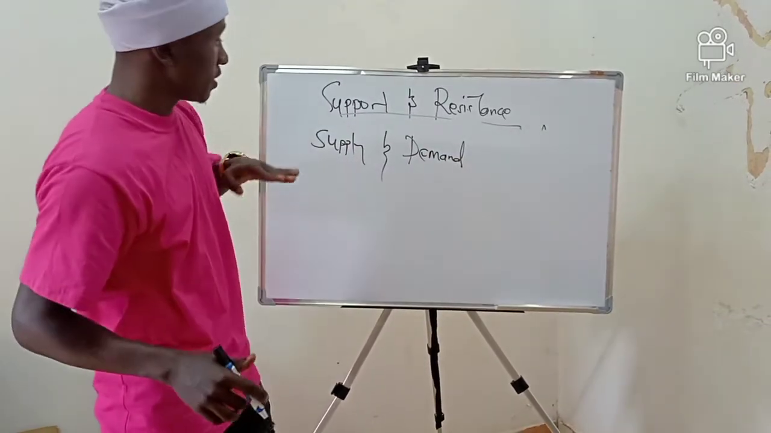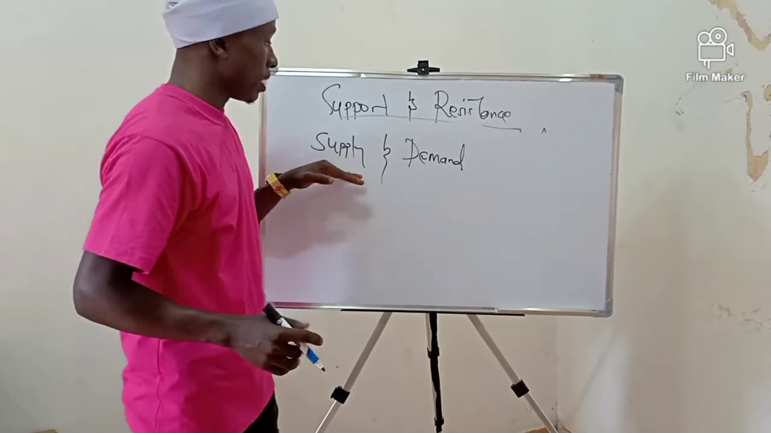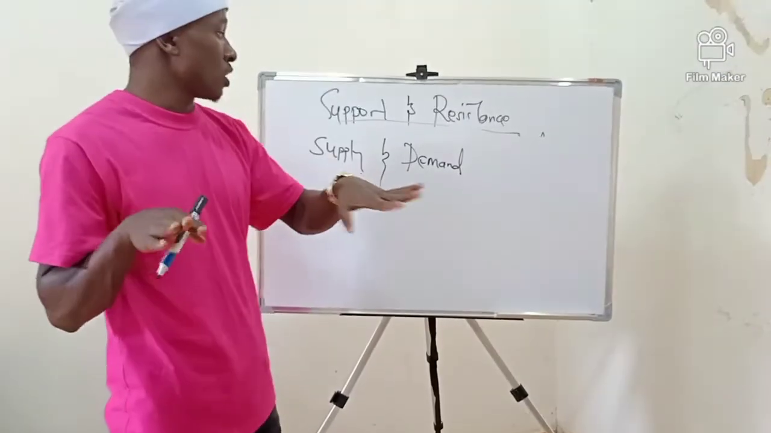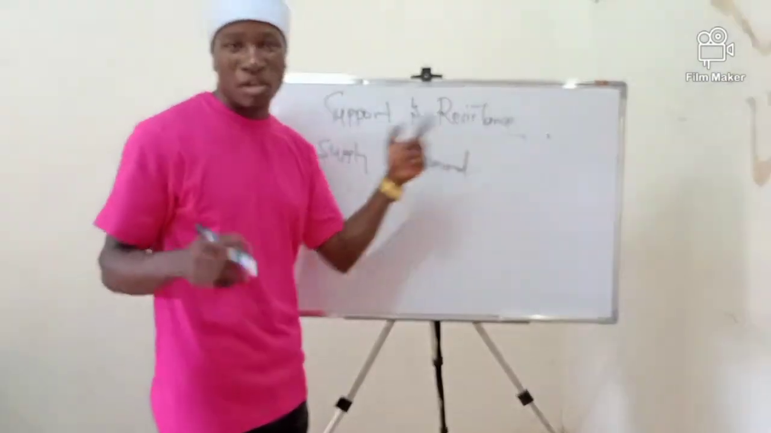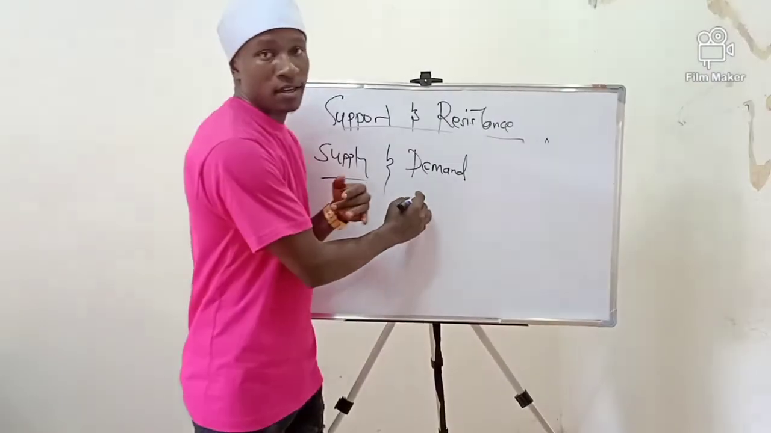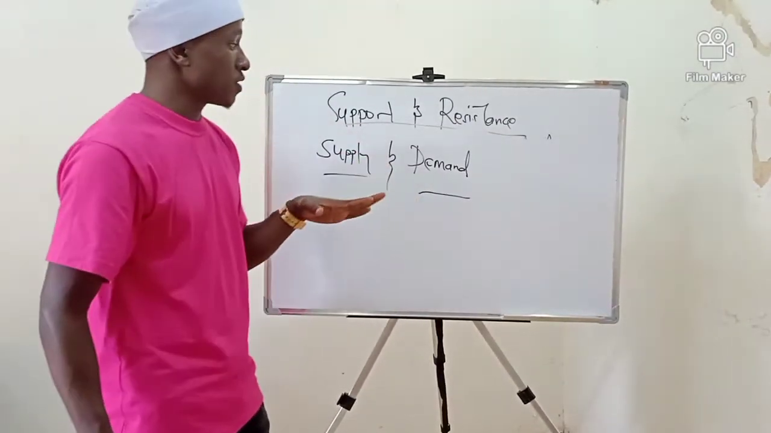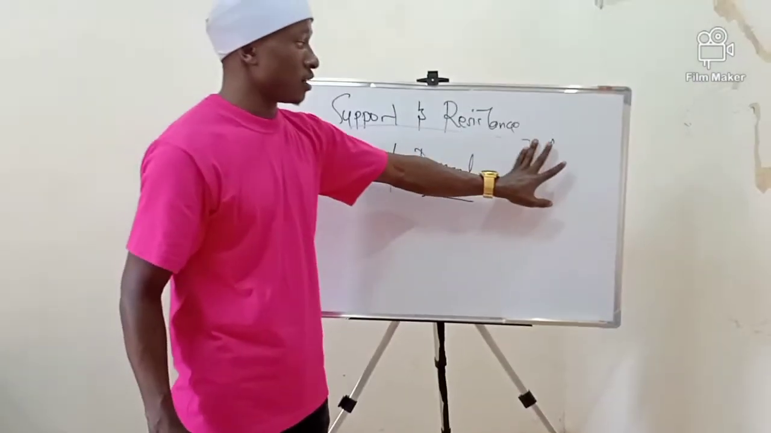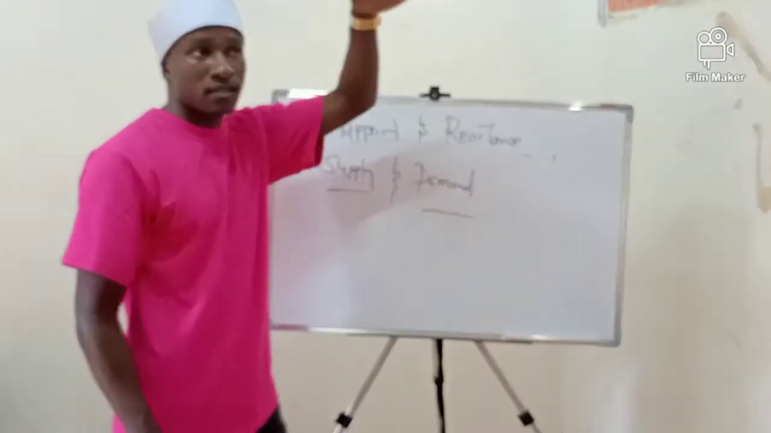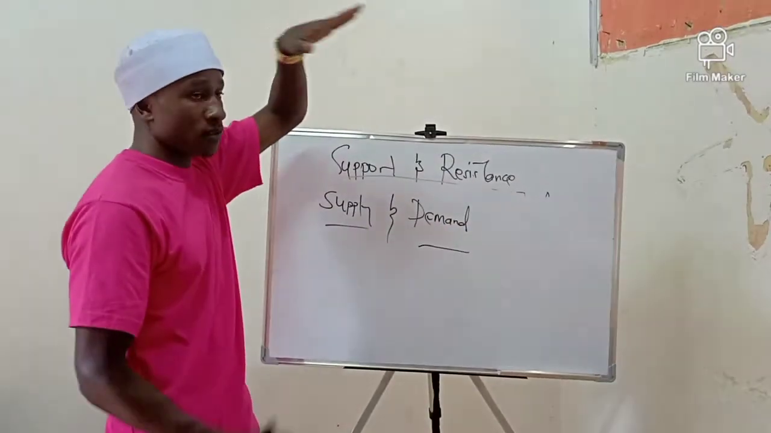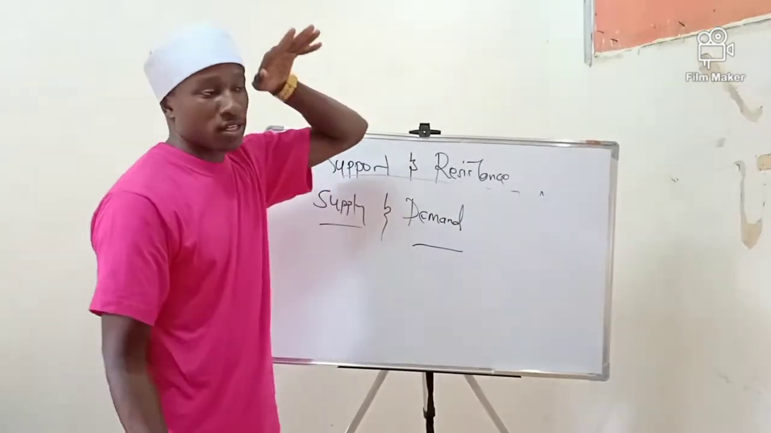You find that demand and supply, they go hand in hand. We can't talk of support and resistance without speaking of supply and demand, because we've said that the resistance is kind of the ceiling and the support is the roof in the forex market.